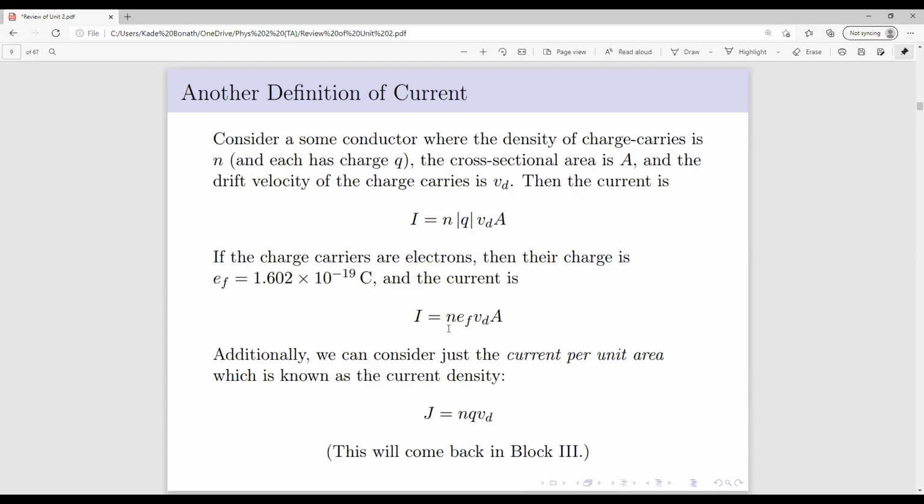And so what you can see here is that you can just substitute in for Q the fundamental charge of an electron. And finally, another thing that we'll see a little more as we progress into block 3 is that we can find the current per unit area, as defined by J. By simply moving over that cross-sectional area and dividing our current on the left-hand side by it, we can get a representation for what J is.